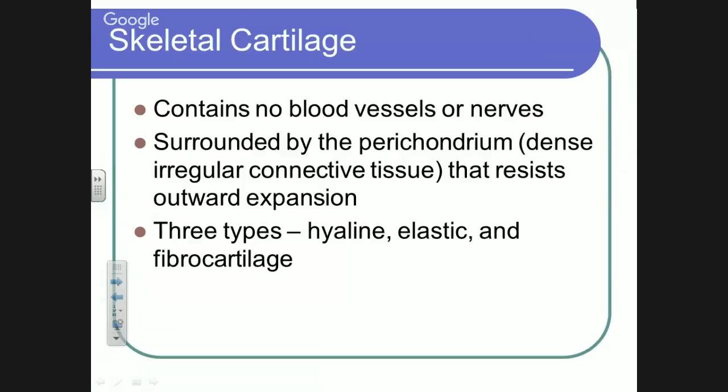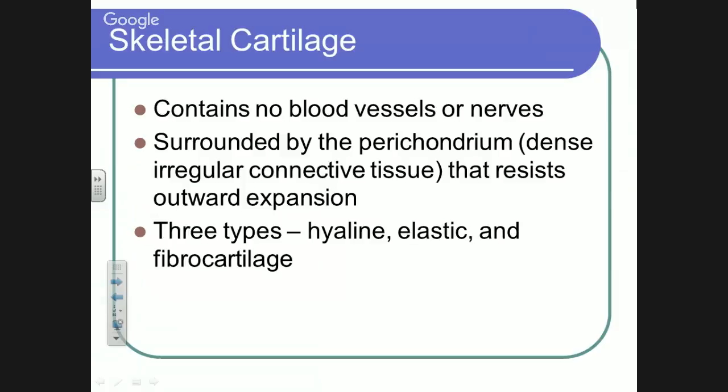They are surrounded by something called the perichondrium, which is dense irregular connective tissue. Can you remember what that looks like? This dense connective tissue contains blood vessels and nerves, and it allows the nutrients to be supplied to the cartilage. So the cartilage is living tissue, but it doesn't have its own blood supply. So how does it get the nutrients? It's because of that perichondrium that surrounds it.